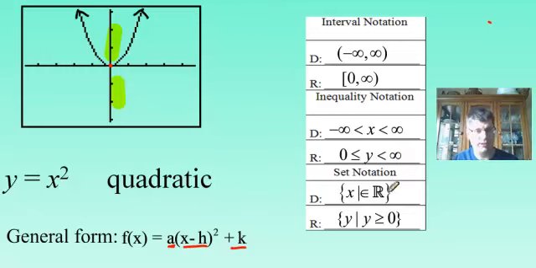For our set notation, again like linear, x is such that it is an element of all real numbers, and for our range, y is such that y is greater than or equal to 0. In our set notation, we don't need to use the compound inequality.